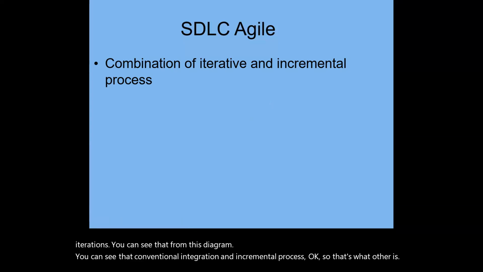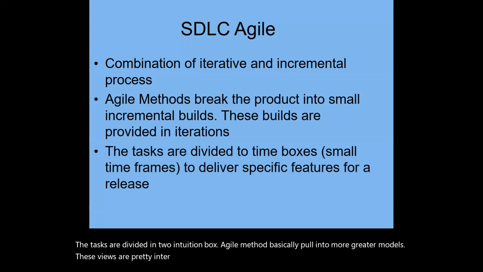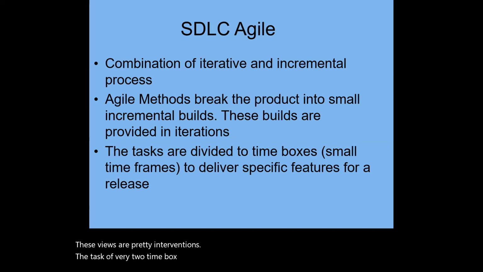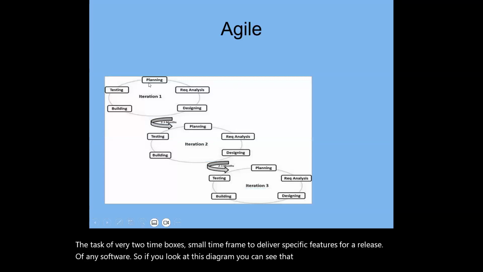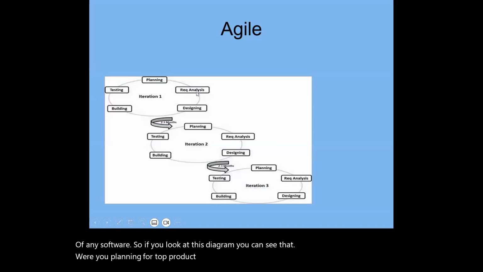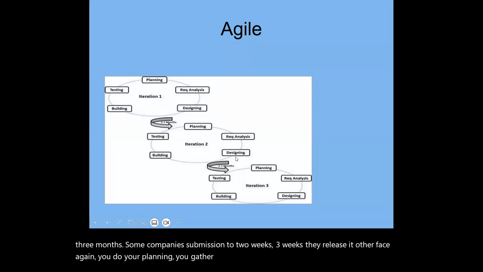The tasks are divided into iteration blocks. The tasks are provided in time boxes, small time frames to deliver specific features for a release of any software. If you look at this diagram, when you plan a particular product, you do your requirement gathering, your building, testing, then you release it. Every 2 to 3 months, or in some organizations 2 or 3 weeks, you release it. In the next phase, again you do your planning, gather your requirements, design the software, build, test, then release it. So that's what Agile is.